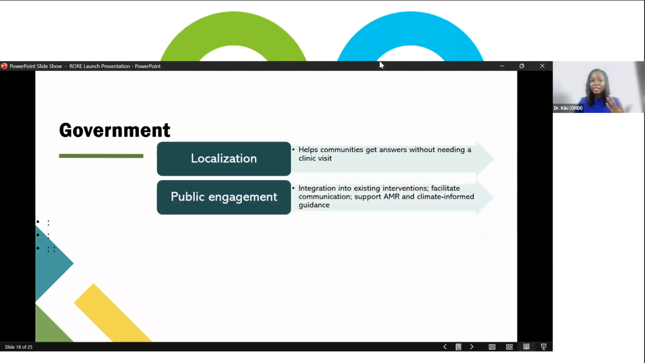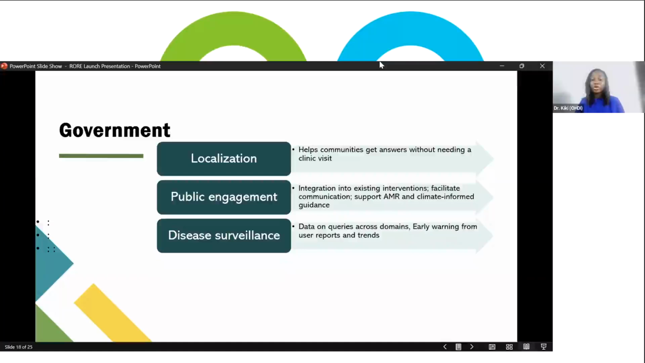Public engagements: you can integrate it into existing interventions, facilitate communication and support guidance or behavior change on things like AMR or climate change. It can also help with disease surveillance in terms of anonymized user reports and trends that we can find based on what people report on the back end of Rore. It can be used as a tool to say, okay, there's something going on here: disease surveillance, or what are the trending diseases or trending queries across domains, which is important.